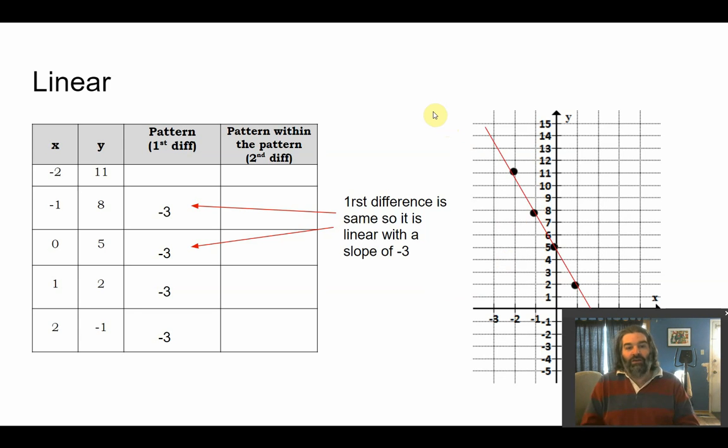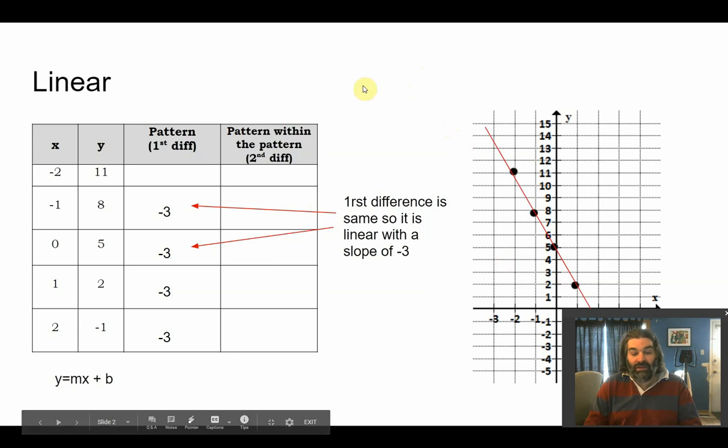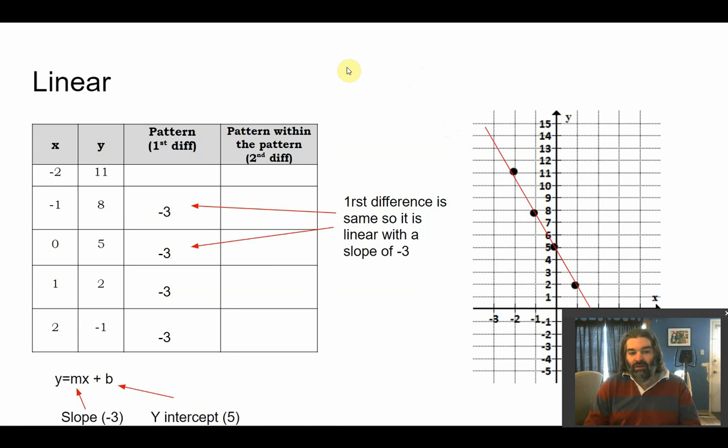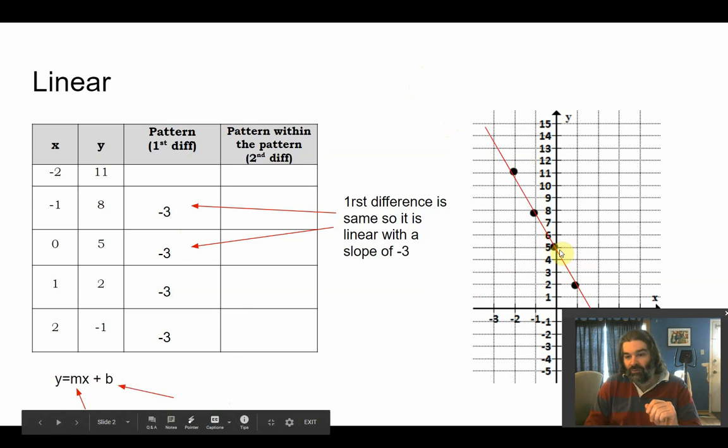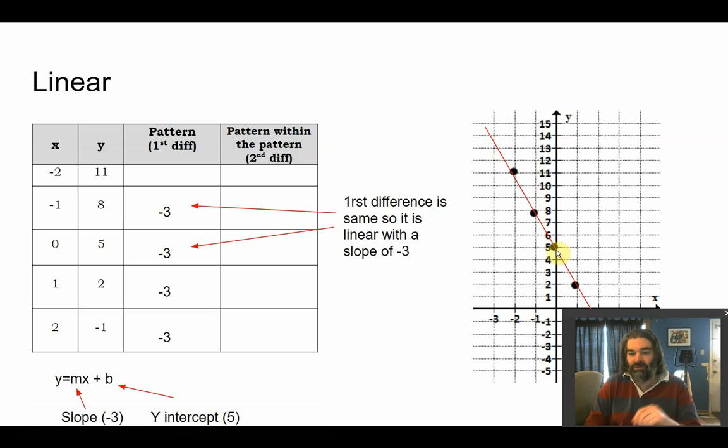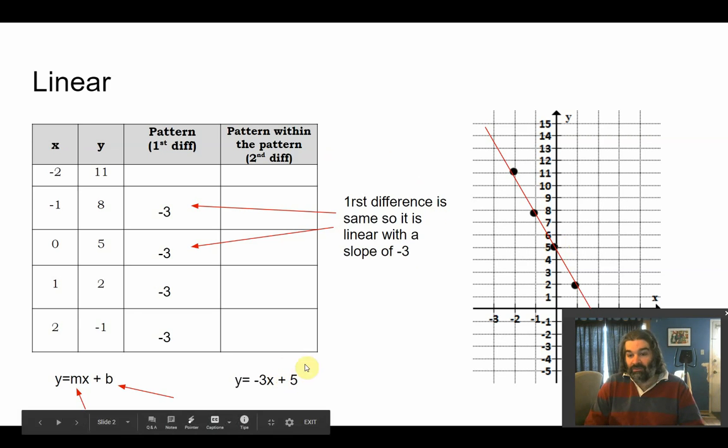All right? To find the equation, remember the equation of a line is y equals mx plus b. What does that mean? Well, in this case, the slope is your m, so you put the slope, this minus 3, in instead of the m. Your y-intercept, look at your graph, where does it hit the y-axis? Well, that's at 5, plus 5, so my b would be plus 5. So my equation for this would be y equals minus 3x plus 5.